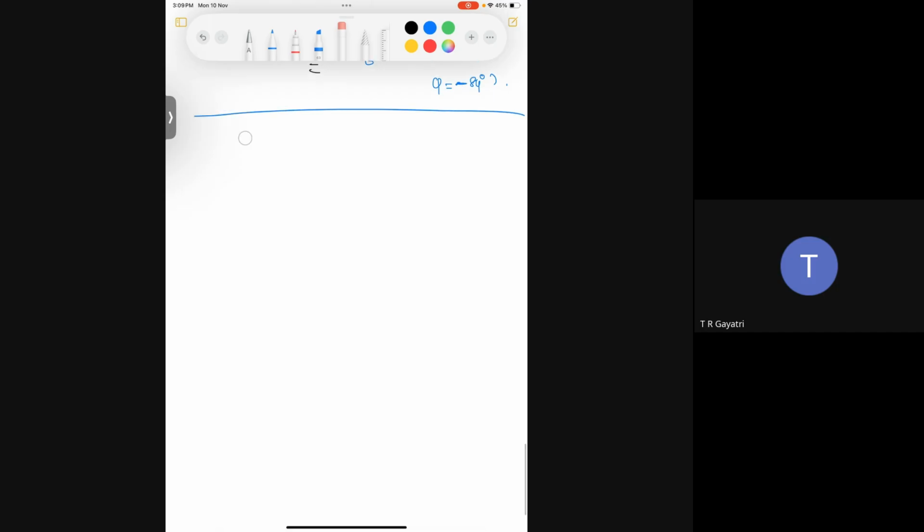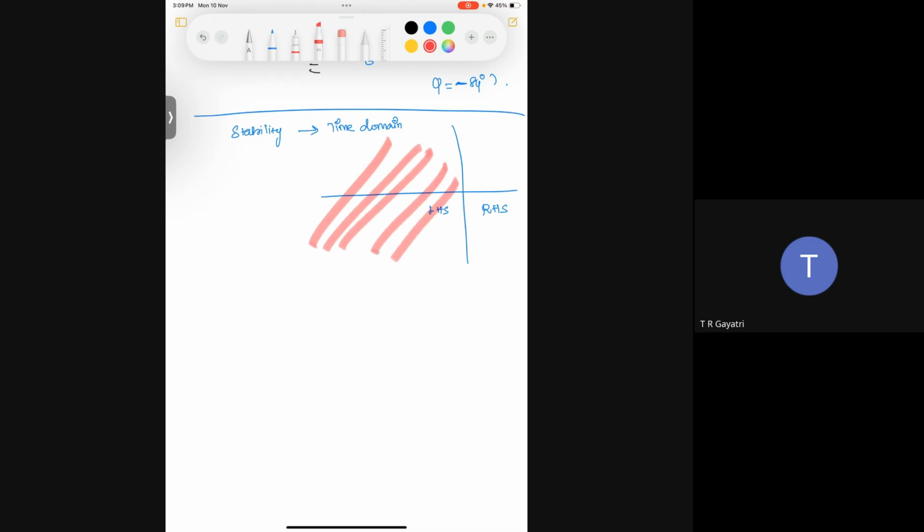So when you study stability in time domain, what do you look for? How did we define stability in time domain? We have split this S domain into RHS and LHS, and whatever covers the LHS of the system, if the poles lie in this direction, whatever way I have highlighted. So whenever the pole lies in this left half of the S plane, we define that as stable, and in the right half of the S plane, we define this as unstable.